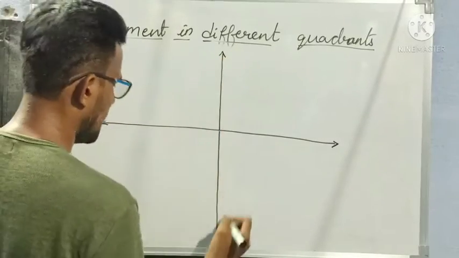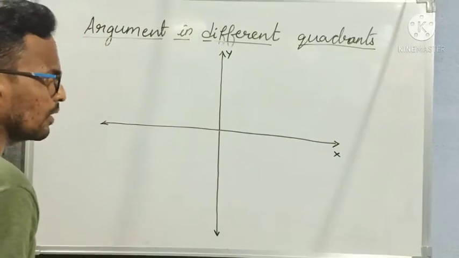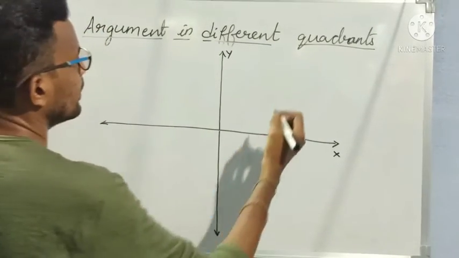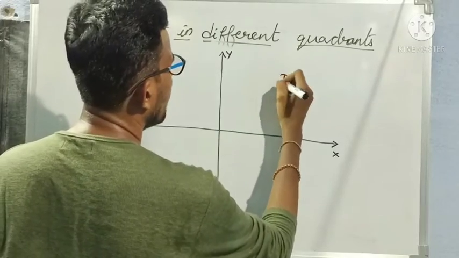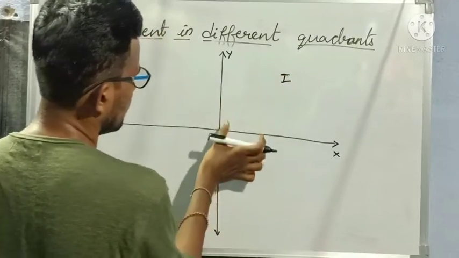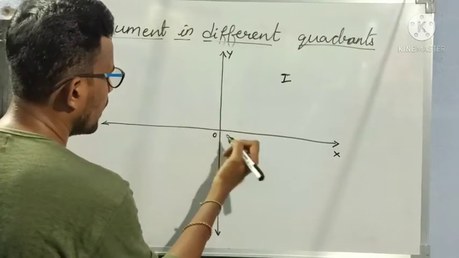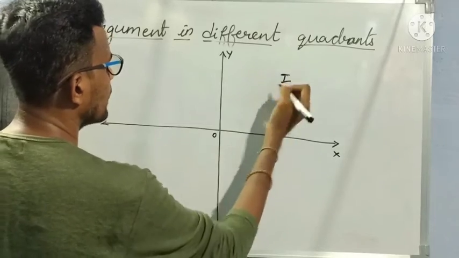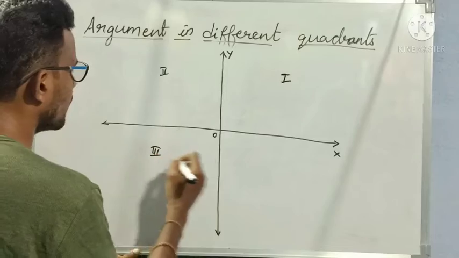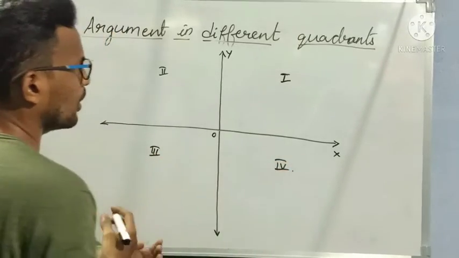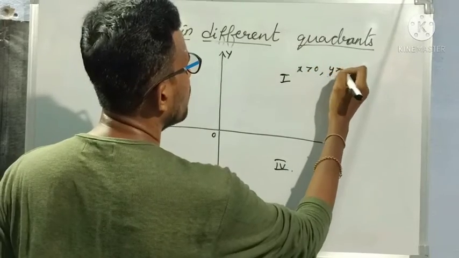This is my x-axis and this is my y-axis. Anyhow, we know that the Argand plane is divided by the x-axis and y-axis coordinate axes; x-axis and y-axis together are dividing our plane into 4 quadrants. That is, this is the first quadrant, this is the second quadrant, this is the third quadrant, and this is the fourth quadrant.